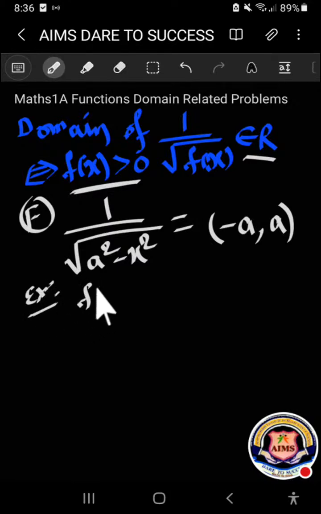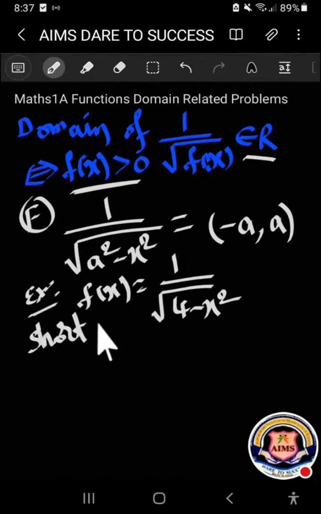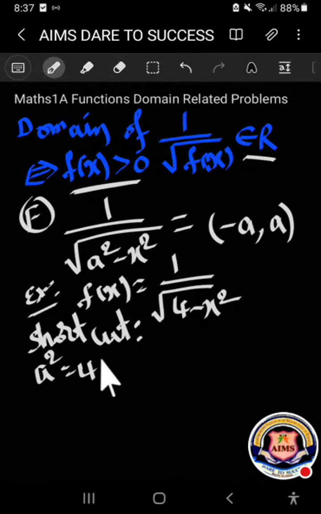Okay, so f of x is equal to 1 divided by under root of 4 minus x square. I am telling you a shortcut. First of all, the shortcut method is useful for competitive exams. In the shortcut, a square is equal to 4. 4 can be written as 2 whole square. Okay, so 2 whole square, the square root gets cancelled, I mean left side and right side square get cancelled.